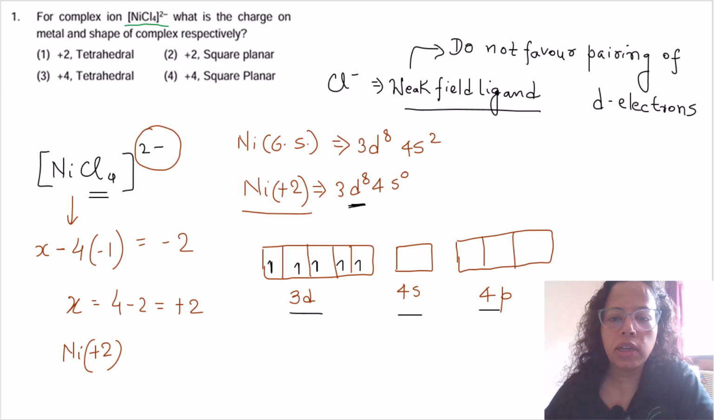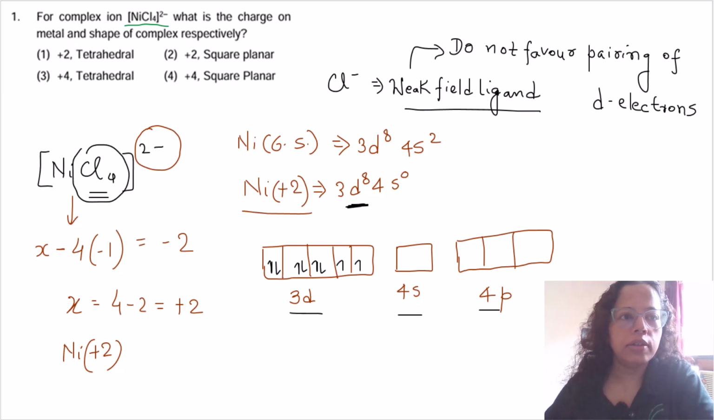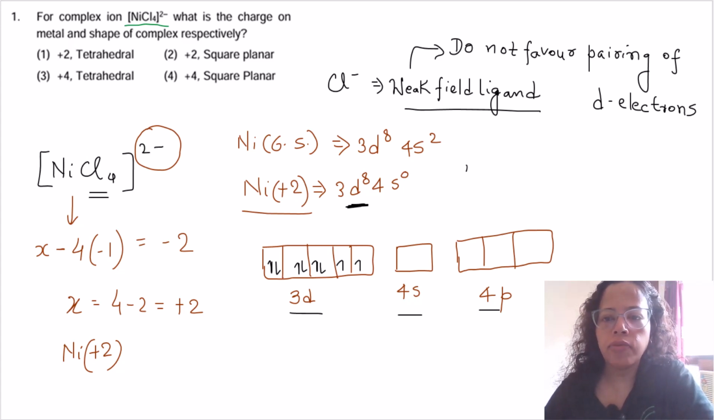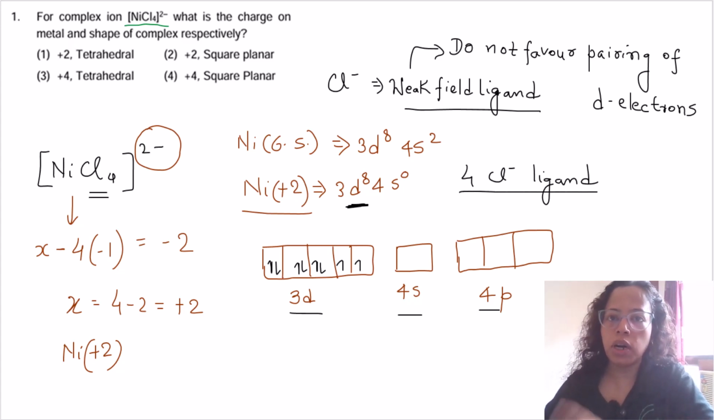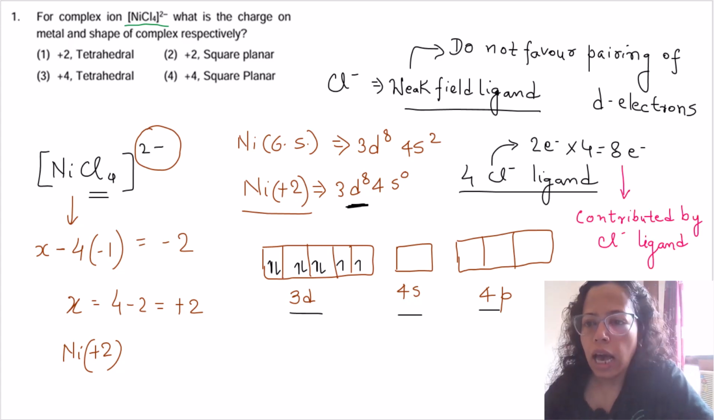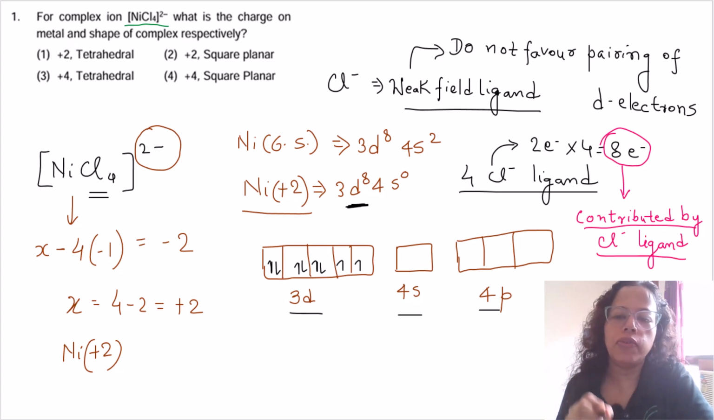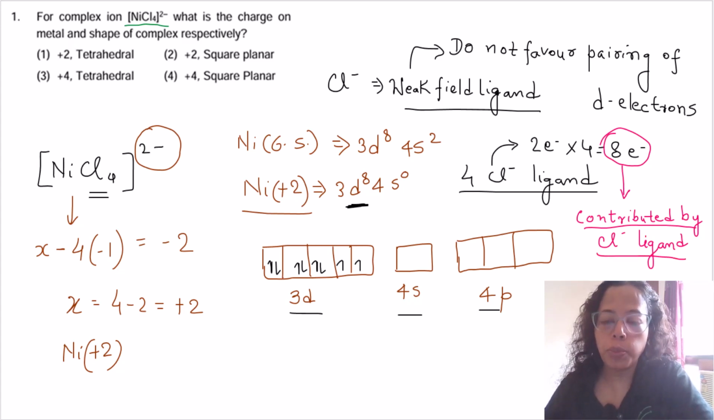So now we fill 8 electrons in the 3d orbital: 5, 6, 7 and 8. Now we have 4 chloro ligands, so we have 4 Cl minus ligands. How many electrons does each ligand contribute? Each ligand contributes 2 electrons. 2 electrons into 4 ligands is equal to 8 electrons contributed by the chloro ligands. And these 8 electrons have to be filled in the 4s and 4p orbitals.